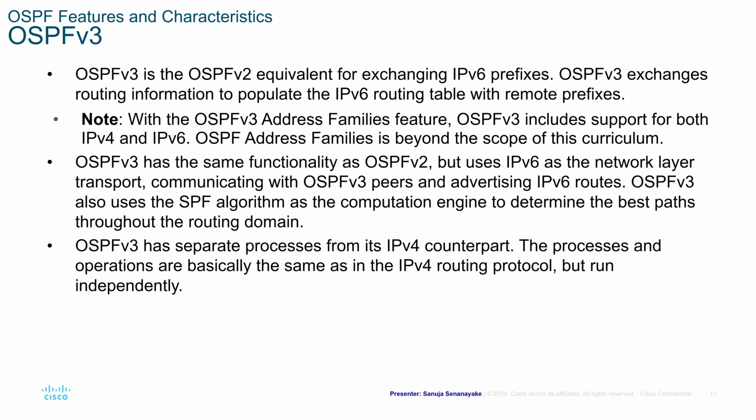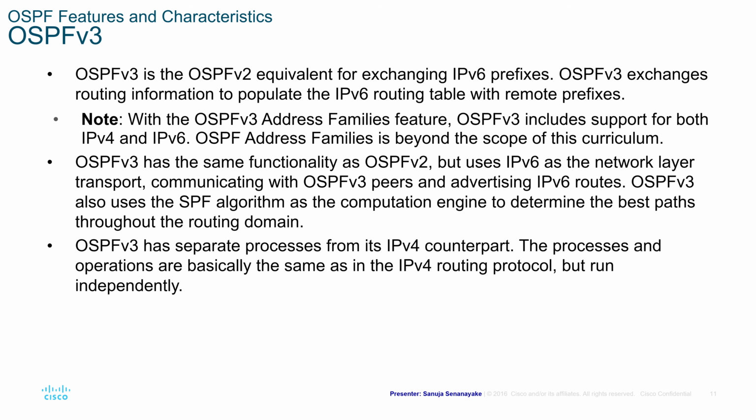OSPF version 3. OSPF version 3 is the OSPF version 2 equivalent for exchanging IPv6 prefixes. OSPF version 3 exchanges routing information to populate the IPv6 routing table with remote prefixes. So this is key information that you should remember. OSPF version 3 is for IPv6 routing.